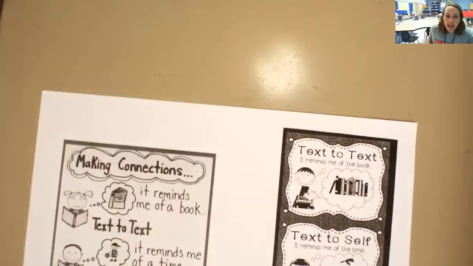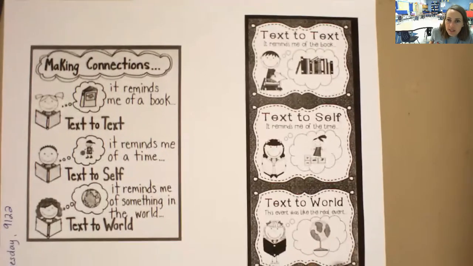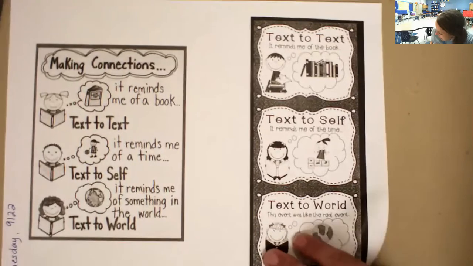On Tuesday, you're going to be looking at, let me share my screen with you. This is in your packet. You're going to be looking at the anchor chart and this little text to self, text to text, text to world bookmark. And you're going to be thinking about the 3 different types of connections. And as you read today for independent reading time, you're going to write down a thinking stem. This reminds me of in your journal, okay? And you can write down more than one if you have more than one connection, okay?